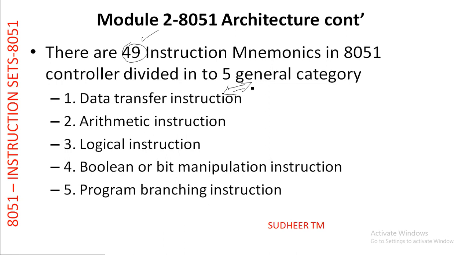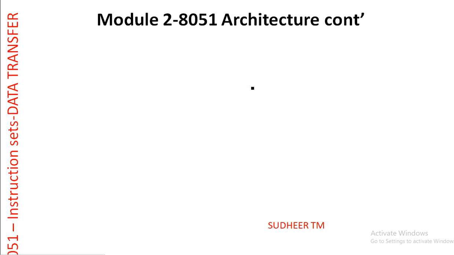Then program branching instruction. In the previous program we discussed decrement and jump on zero (DJNZ) to again repeat. That is called branching. Program execution is transferring from one point to another, one location to another location. That kind of instruction belongs to the group program branching instruction.